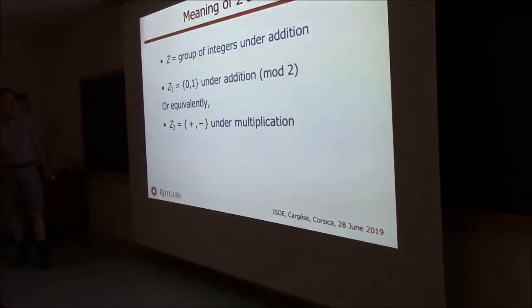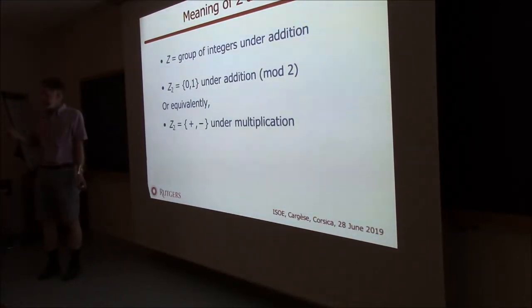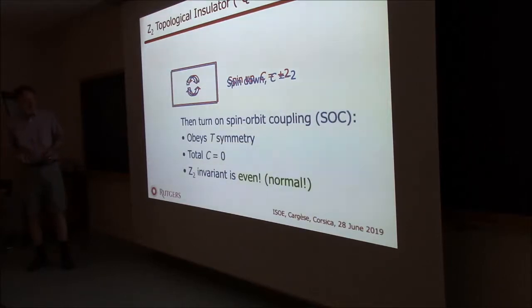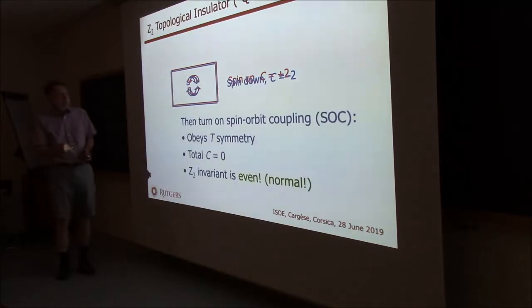Z2 is the set of integers 0 and 1. So Z2 is the name for the group. It's the simplest possible group in group theory, the group that only has 2 elements. It's either 0 and 1 under addition, or equivalently plus and minus under multiplication. That's what Z2 is. So in our new formulation, it turns out, and I'll try to explain why, this index is no longer all possible integers. It's just either 0 or 1.